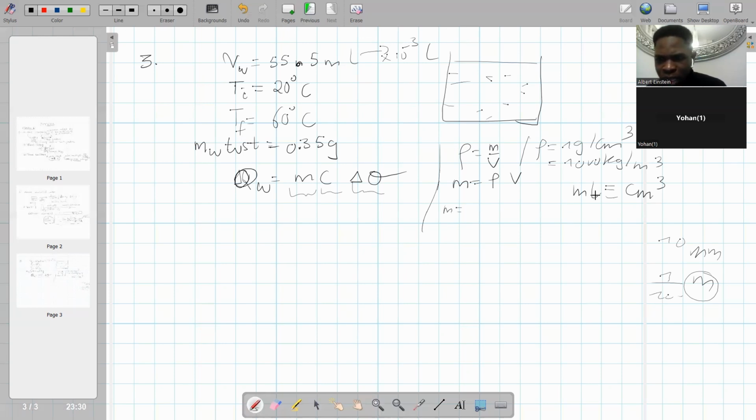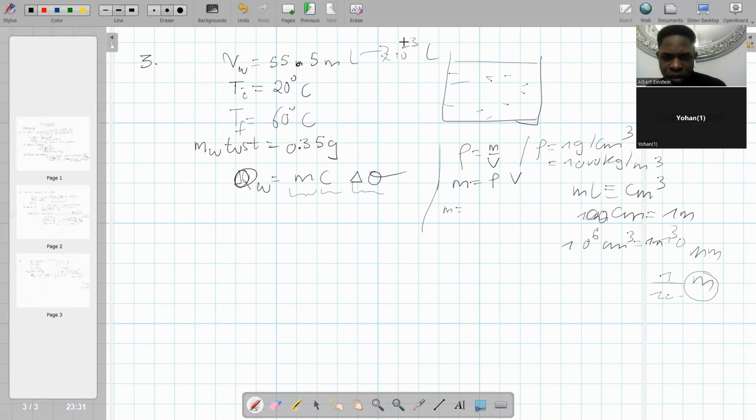Okay, we know that milliliters is analogous to centimeters cubed, which means that if you want to go to meters cubed, 100 centimeters is equal to 1 meter. So 10 to the power 6 centimeters cubed is equal to 1 meter cubed. You see now? So to go from centimeters cubed to meters cubed, we need to divide by 10 to the negative 6.